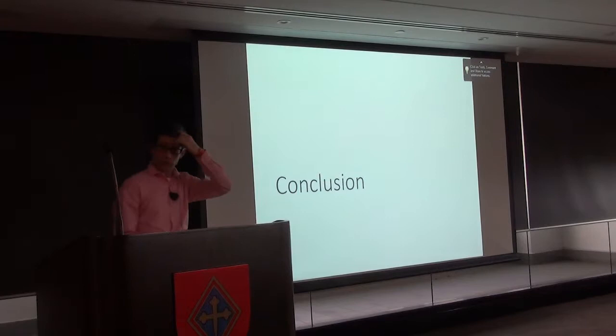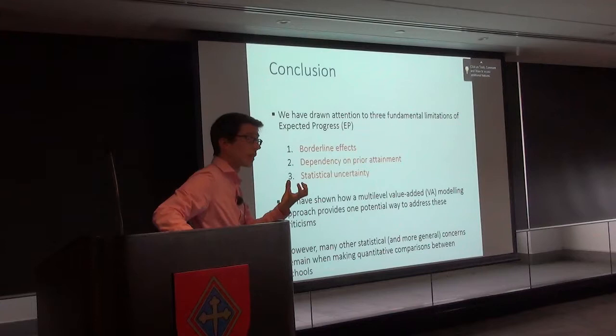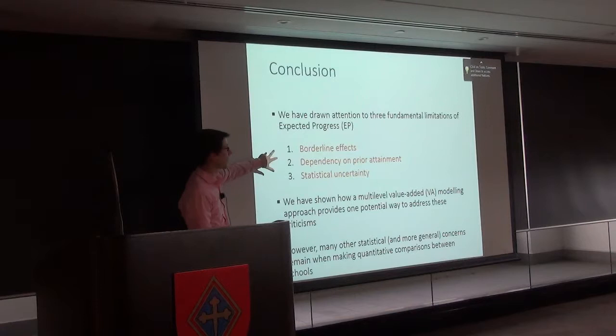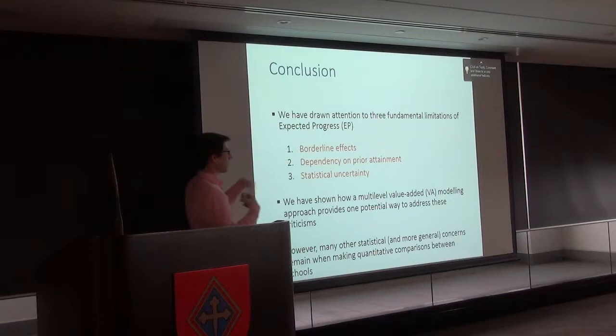So to conclude, we had an overview of what's been going on in the UK, but I really focused on expected progress, which is currently being used. I drew attention to three critiques of this, though you can no doubt come up with others. First, the borderline effects criticism, that you're incentivized to focus on what Americans call bubble kids, the ones very close to the thresholds. Second, I showed that there's a very strong relationship between expected progress and prior attainment, which biases this measure in favor of schools with very advantaged intakes.